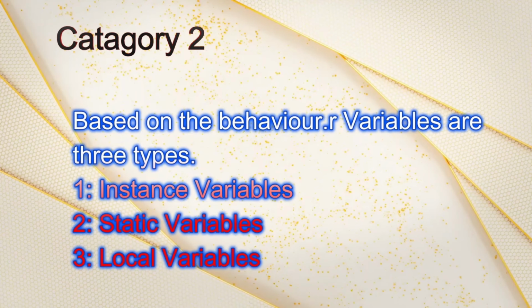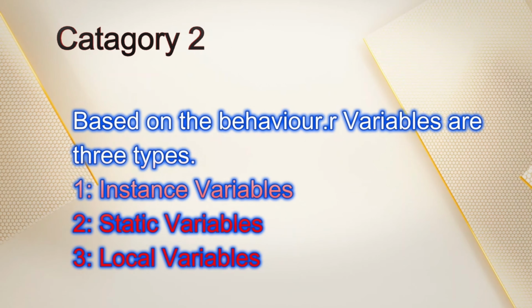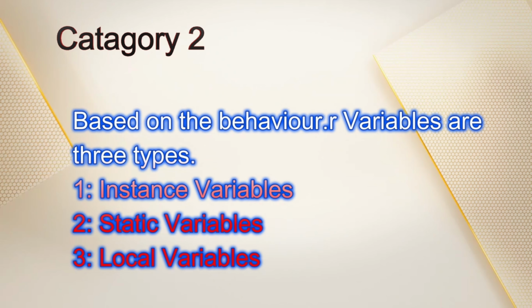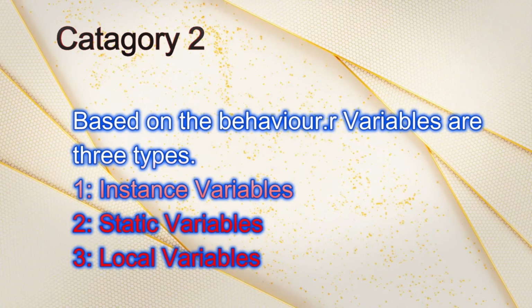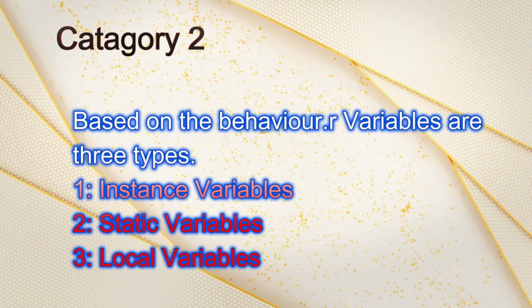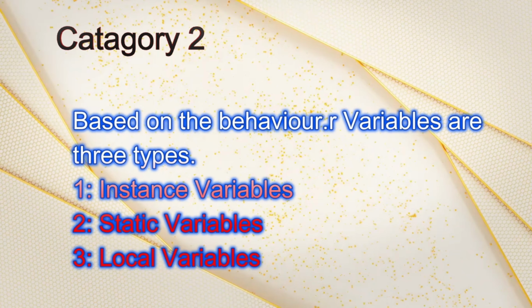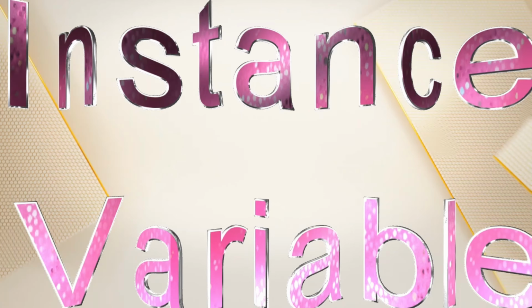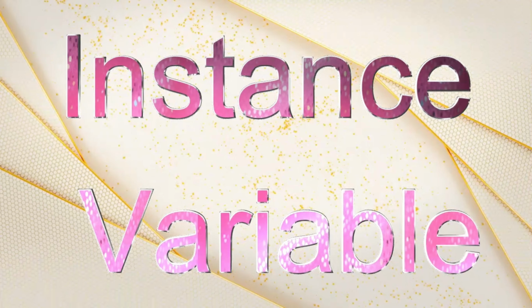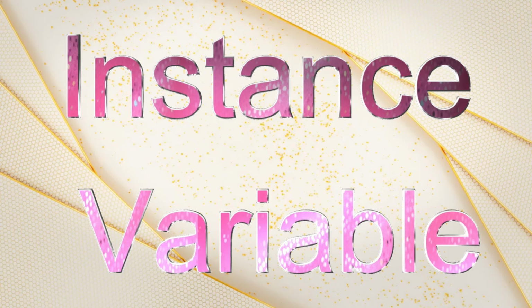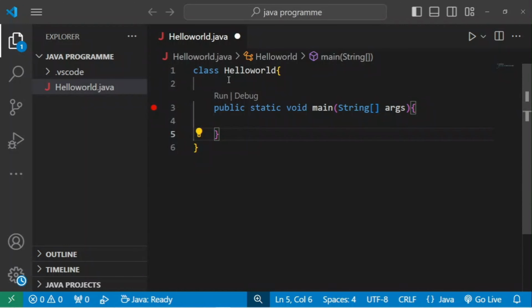Let's move on to the next category. Category 2. Based on the behavior, the variables are of three types. One by one we will discuss in detail all these three types of variables. In the beginning, first we discuss the instance variable.